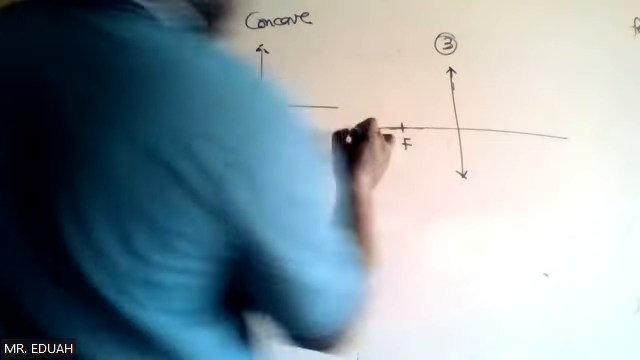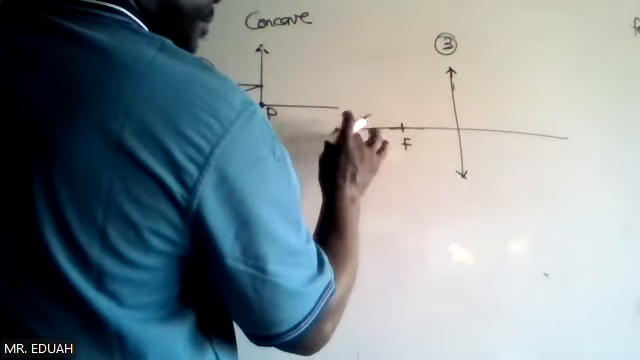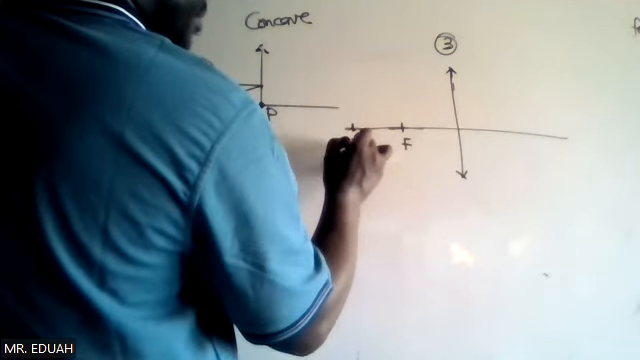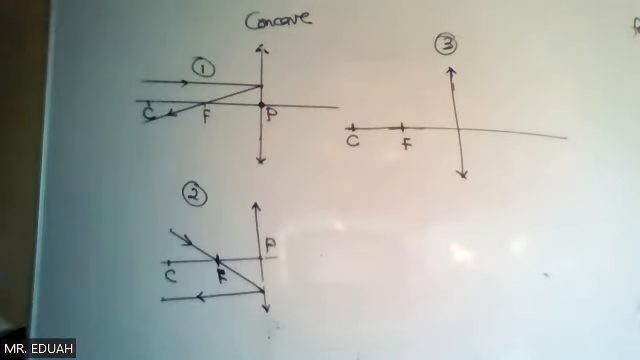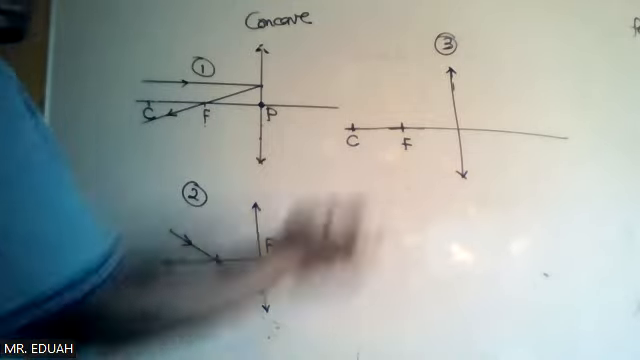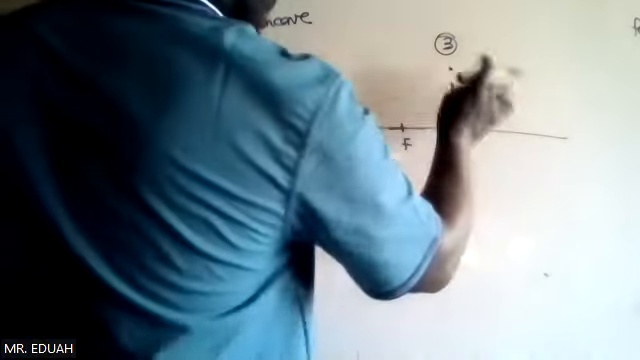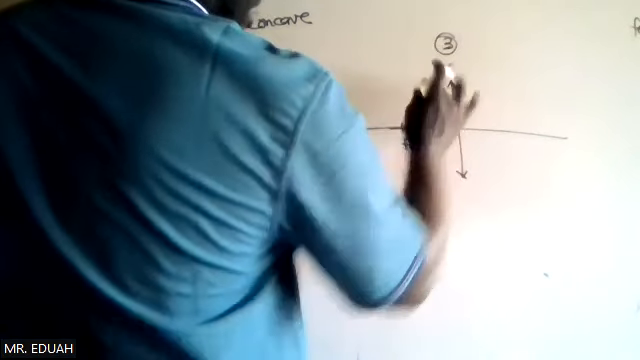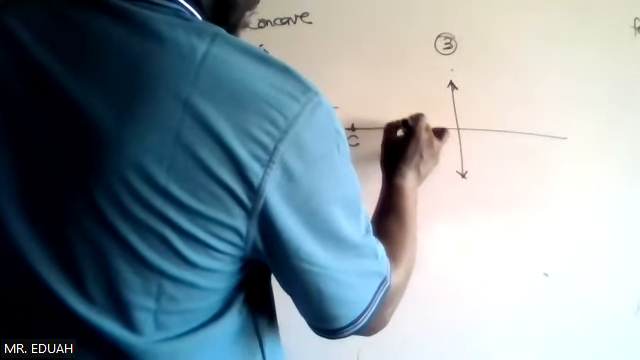F is here. C is here. And please, I am just doing a sketch, but in a ray diagram, you must take measurements.